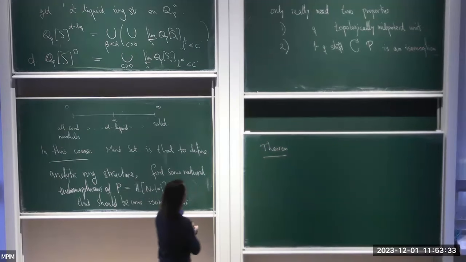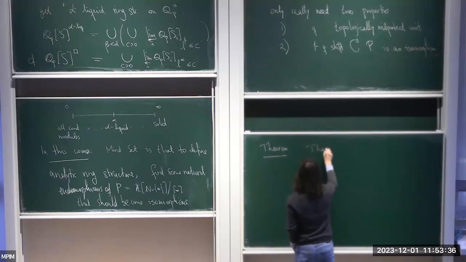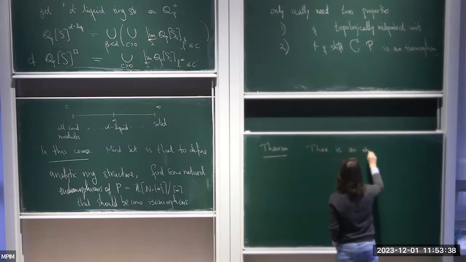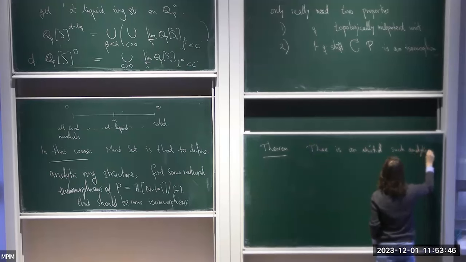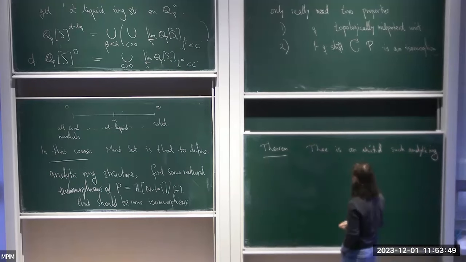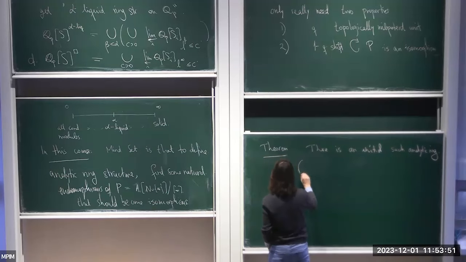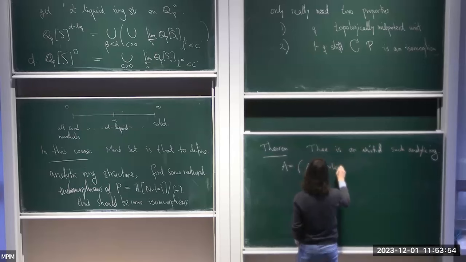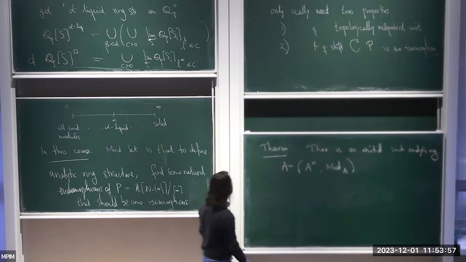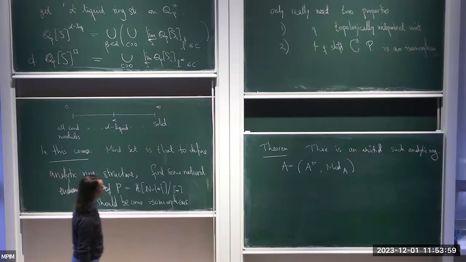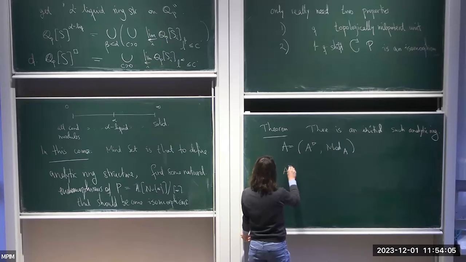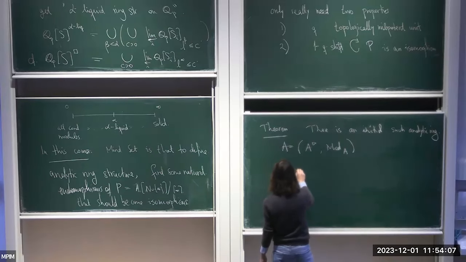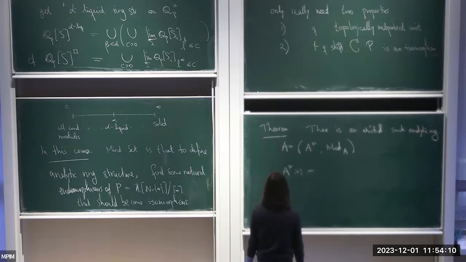Well, the theorem is that there is an initial such structure. The existence is easy. The hard part is the description. So it's a pair of a triangle and... you can actually describe a triangle. And well, let me describe the underlying ring.